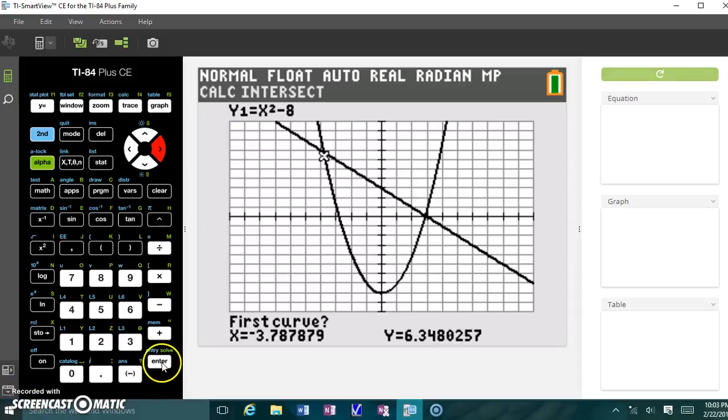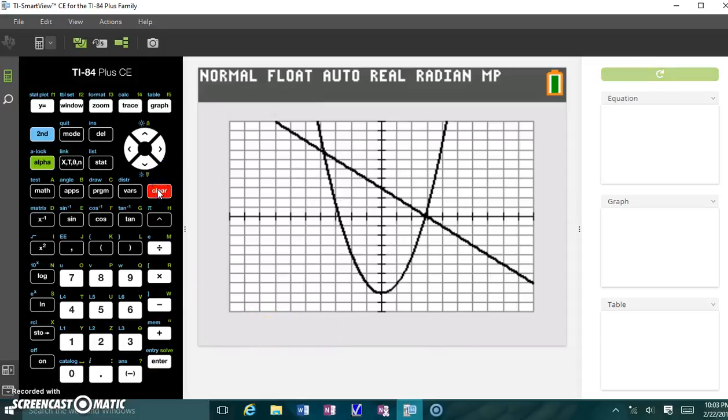All right, so your cursor should be close to the left endpoint, and I'm going to hit enter 3 times. And here's my first intersection point. So when you do it on your calculator, you're not going to use a rounded value. You're going to use this entire exact answer. And in fact, it's not even showing all the decimal places right here. You'll see that in a minute.